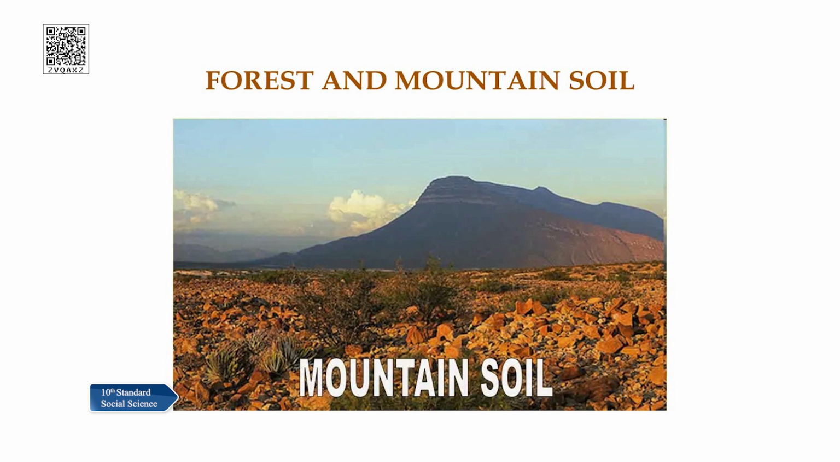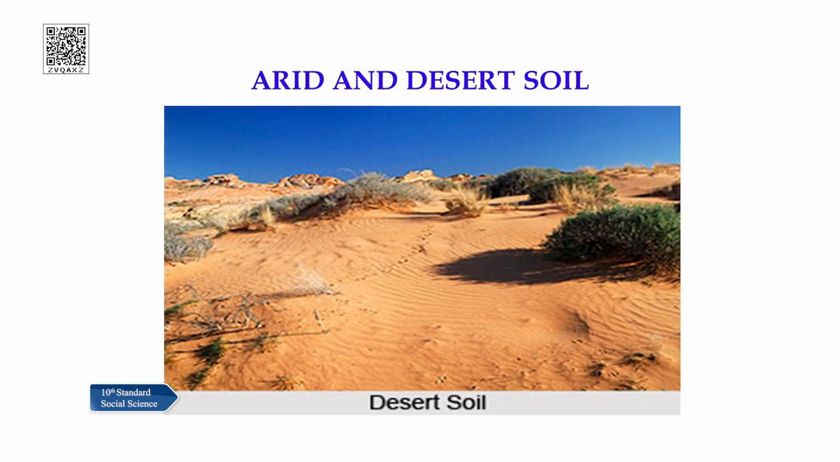Next we have forest and mountain soil. Now this type of soil we find it in the coniferous forest of Jammu and Kashmir. What are the crops that grow in this soil? Tea and coffee.